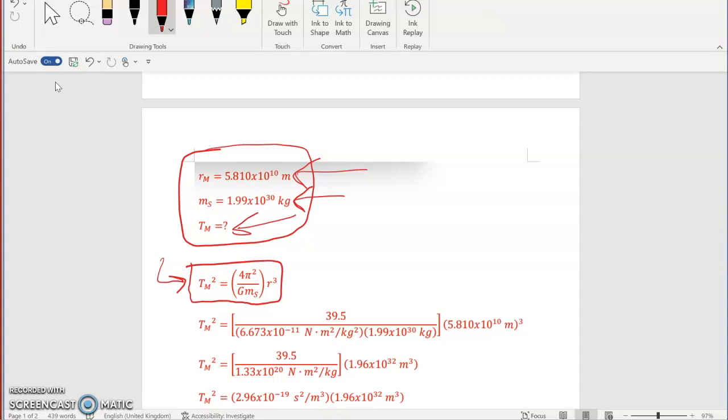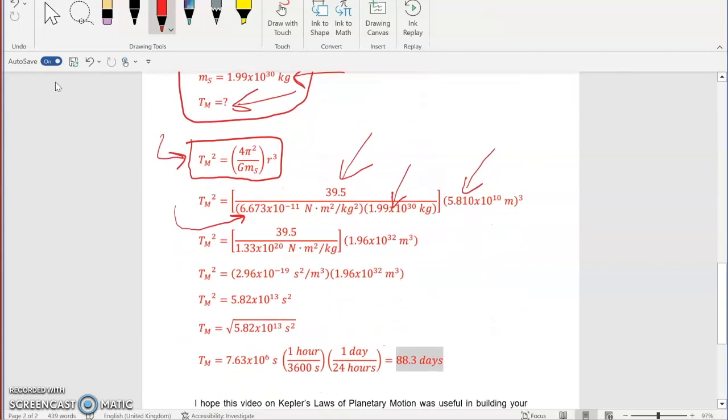Then we substitute in the relevant data, so 4π² gives us 39.5. G is a gravitational constant, so 6.673 times 10 to the negative 11. M is the mass of the Sun from the question, and that is multiplied by radius cubed, where radius in this case is the orbital radius of Mercury, given as 5.81 times 10 to the power of 10. Then we perform some algebra and simplify this down after a set of steps of mathematics.